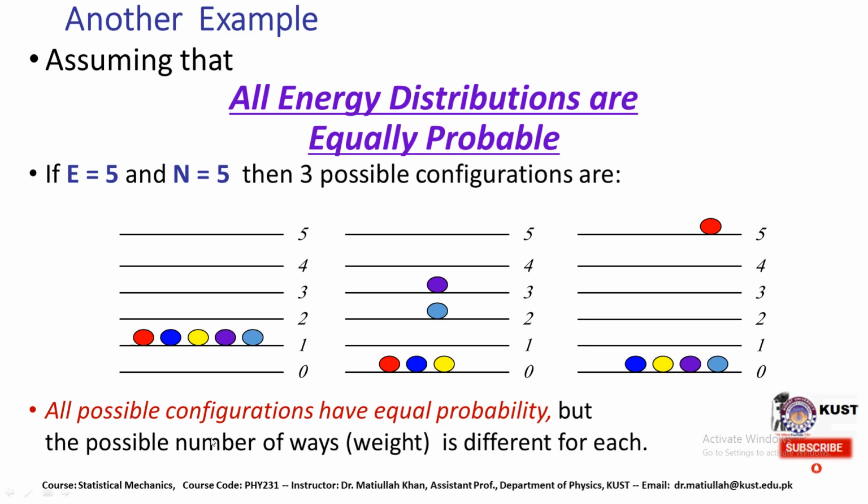We have a simple distribution in which the energy is equal to E and the number of particles is equal to 5. Then there are 3 possible configurations. The first is that all 5 particles are arranged in one energy level. The second is that 3 of them are in the zero energy level, the ground state, and 2 of them are in the second and third energy levels. The last is that 4 of them are in the ground state, the zero energy level, while 1 is at the fifth level. All the possible configurations have equal probabilities, but the number of ways, or weight, is different for each of these systems.